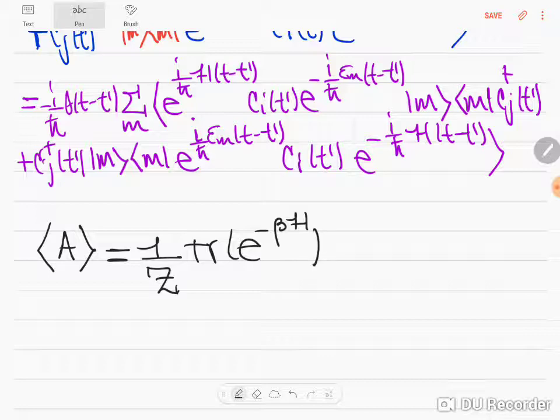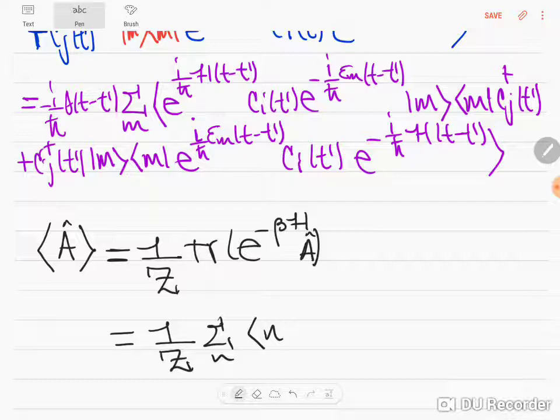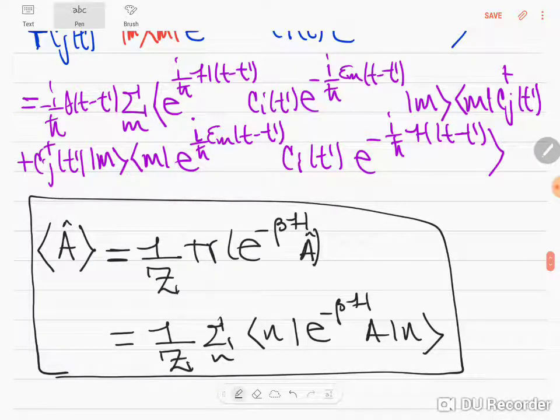So what does that mean? How is that equal to what? This is 1 over Z, sorry, the trace of e to the minus beta H times A, so the operator A. So summation over n of the bra of n, e to the minus beta H A, ket of n. So this is what we're going to use now. Just please remember this formula, because I'm going to erase it just to have enough space to move around. So that's the formula of the thermal average.